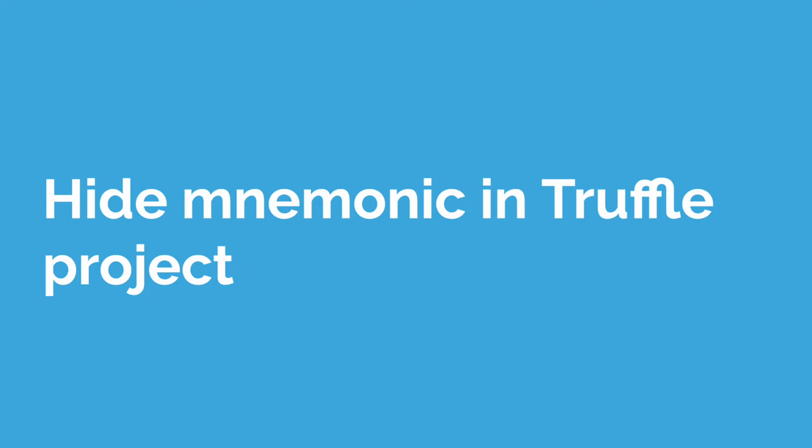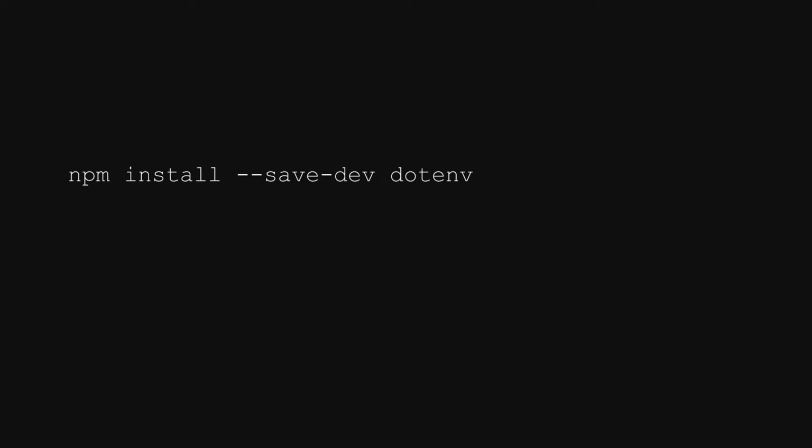Next up, we have to hide our mnemonic in our Truffle project, because the mnemonic should be kept private by turning it into an environment variable. That way, if you upload your project to GitHub, no one will be able to see your mnemonic. So how do we create the mnemonic? Well, first we can install the dotenv package. This allows you to create environment variables.